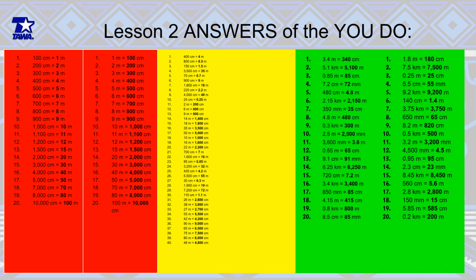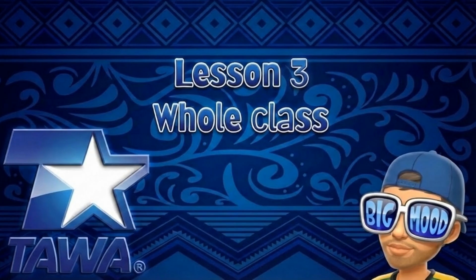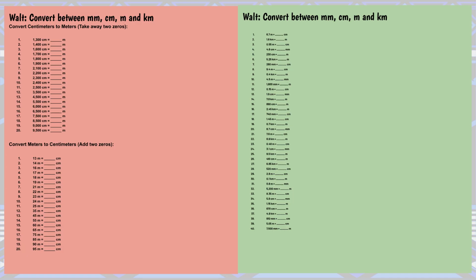Check your answers for the Lesson 2 you-do exercises against this slide. The green section covers the main tasks, and the yellow sections provide additional conversion practice. Let's begin Lesson 3, focusing on whole class activities to practice metric conversions. The goal for this lesson is to convert between millimeters, centimeters, meters, and kilometers.